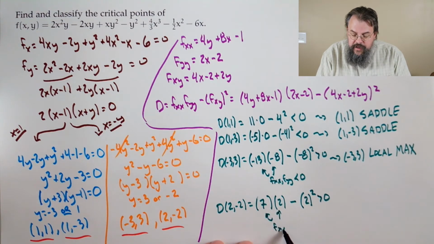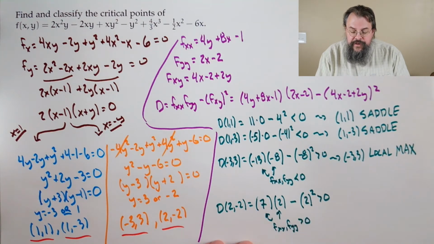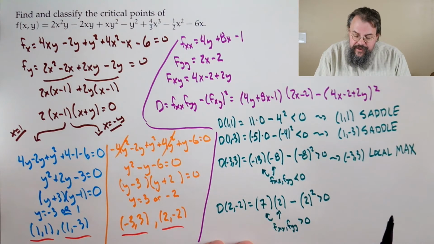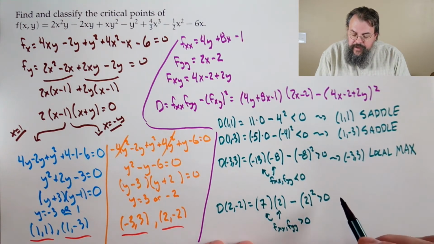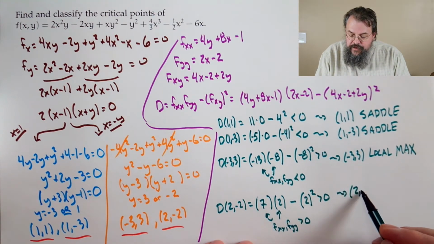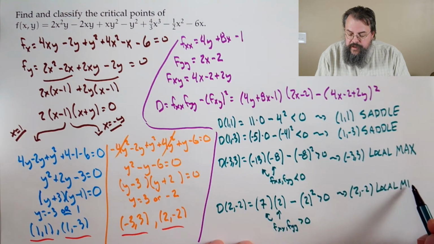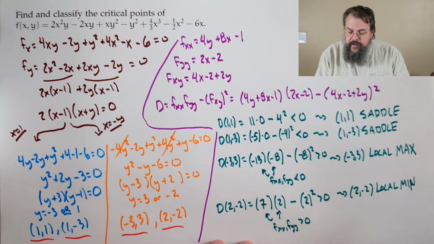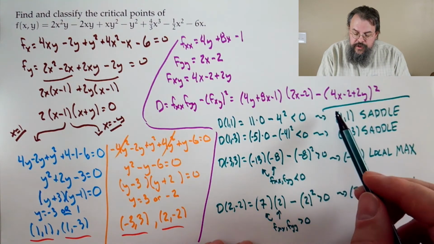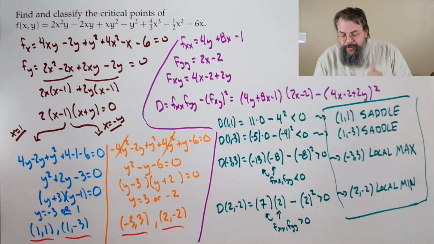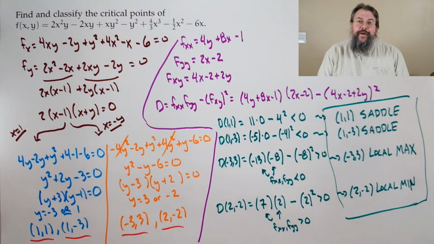these terms here, this fxx and fyy, are both positive. Okay, well, what does that tell us? Well, it tells us, hey, this says that this point here, 2, negative 2, is a local min. And there we go. We have 2 saddle points, 1 local max, 1 local min.